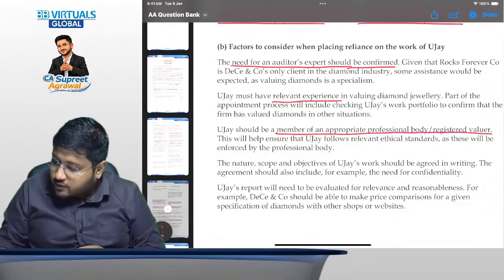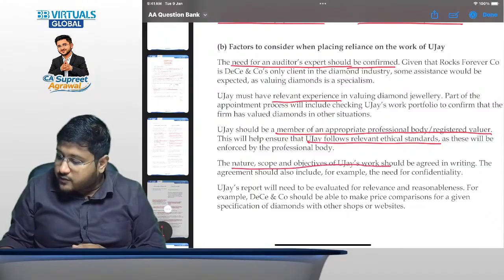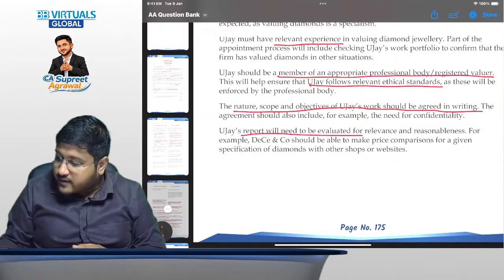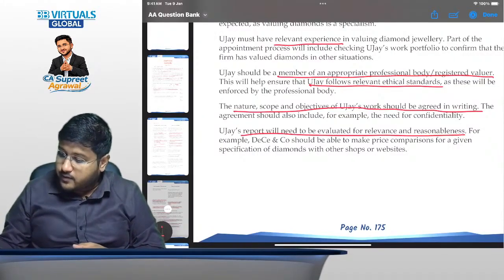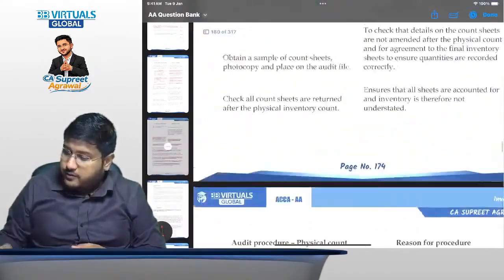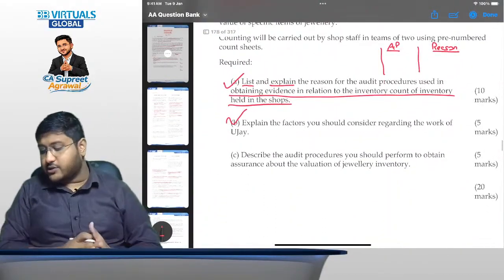Whether UJ follows relevant ethical standards or not. The nature, scope and objectives of UJ's work. Then UJ's report will need to be evaluated for reasonableness and relevance, whether the report that is submitted by UJ is relevant and reasonable or not. Now, the third point. This was 5 marks. You have written 5 points. That's it. Now, the last question.